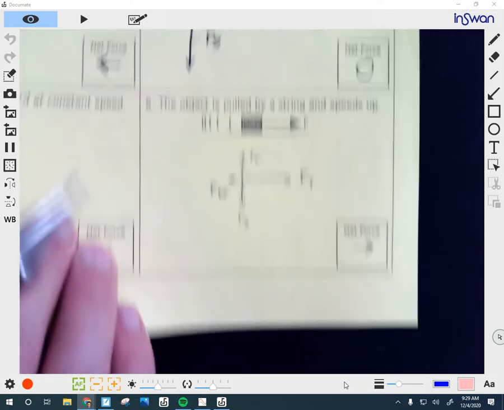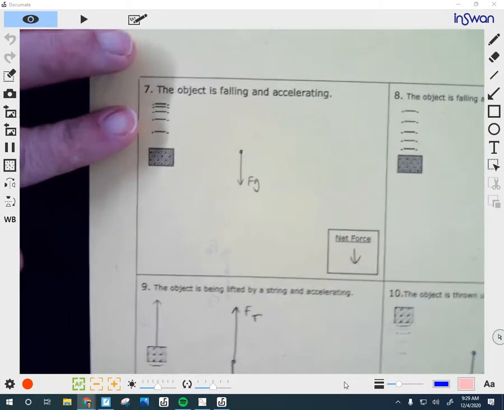All right, any questions on that first page? All right, number 7.